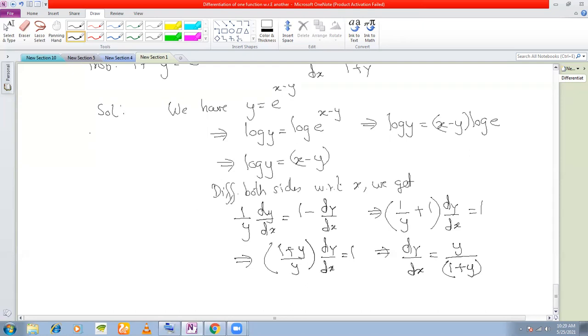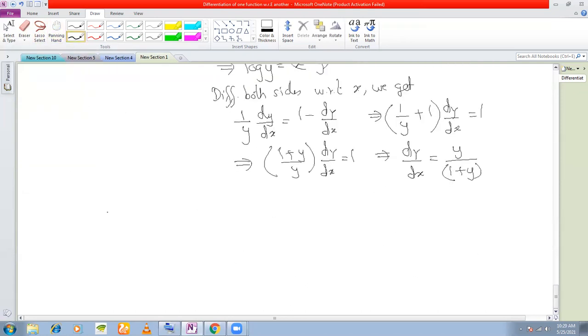You have time for one more. Let's do it. Question is: if x to the power of m into y to the power of n is equal to x plus y to the power of m plus n, prove that dy dx is equal to y by x.